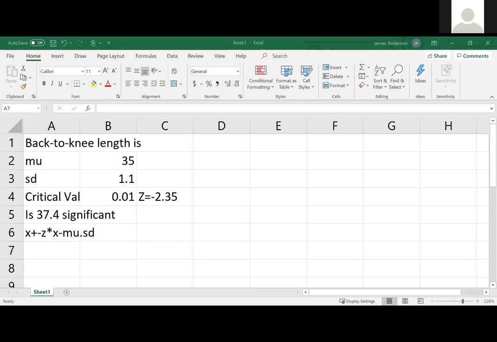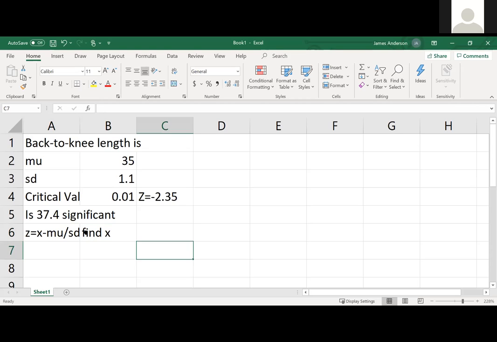Oh, I'm doing this wrong. I'm sorry, that's for something different. Z is equal to x minus mu over standard deviation. So what we need to do is find x, because we're looking for the value on the upper and lower end for where 2.35 is where we're at.